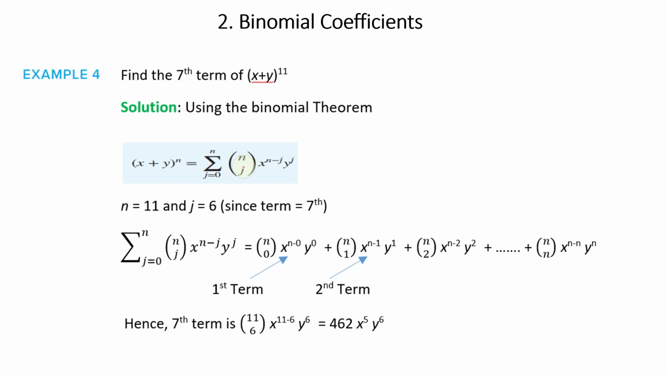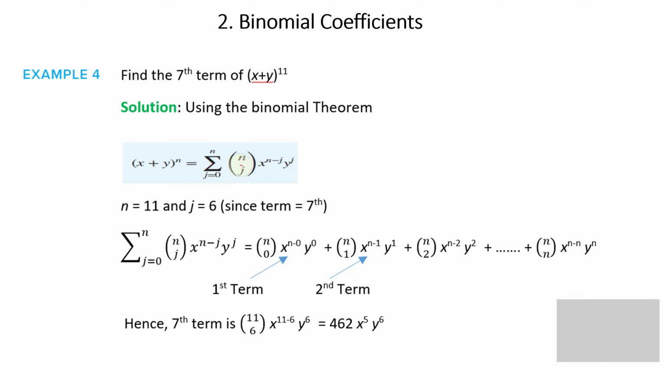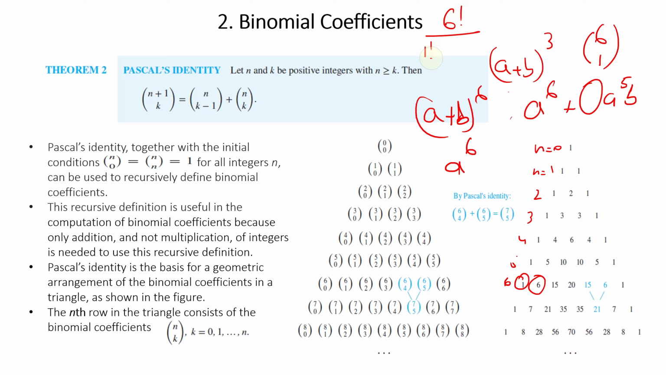Remember, I can use this, which is out of 6, I choose 1. Because remember, this is also this one over here. j is going to be 0 for the first one, and then j is going to be 1 for the second. So what is the combination 1 out of 6? Again, it's 6 factorial over 1 factorial times 6 minus 1 factorial, which is 5 factorial. This is equal to 6 times 5 factorial divided by 5 factorial, which is 6.